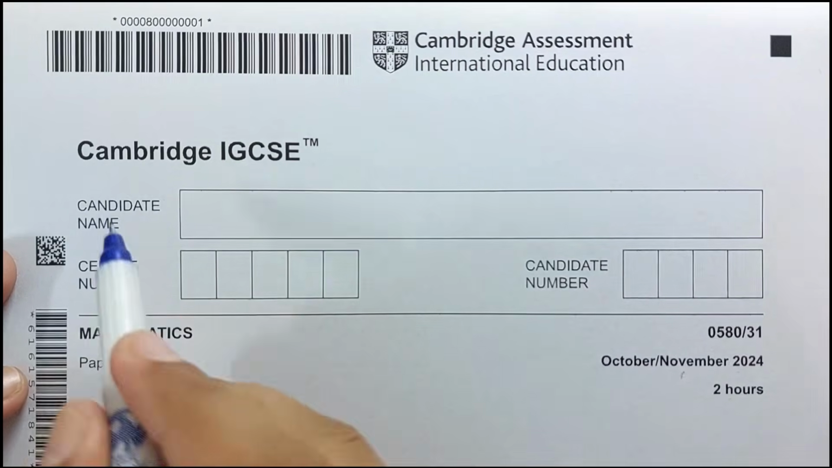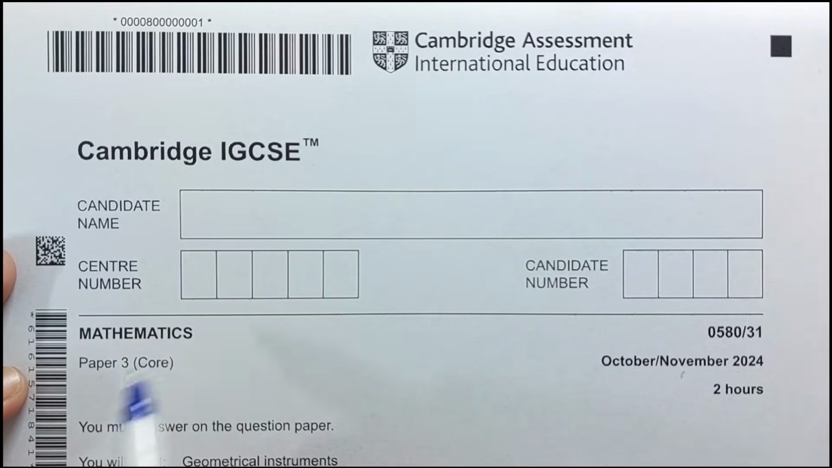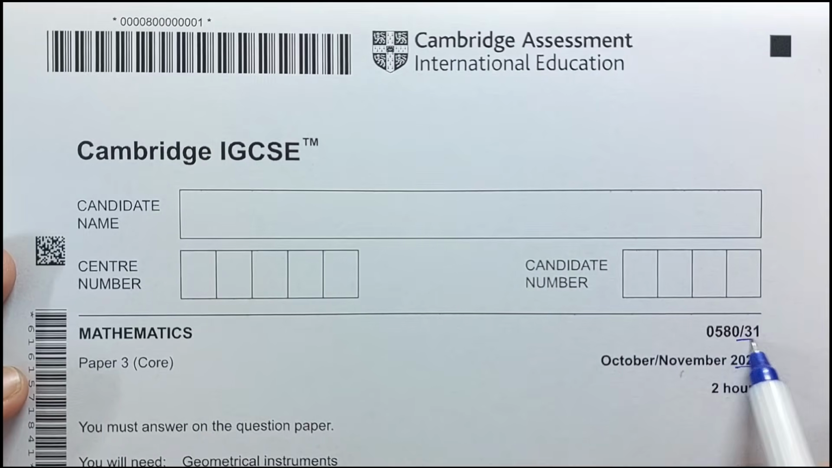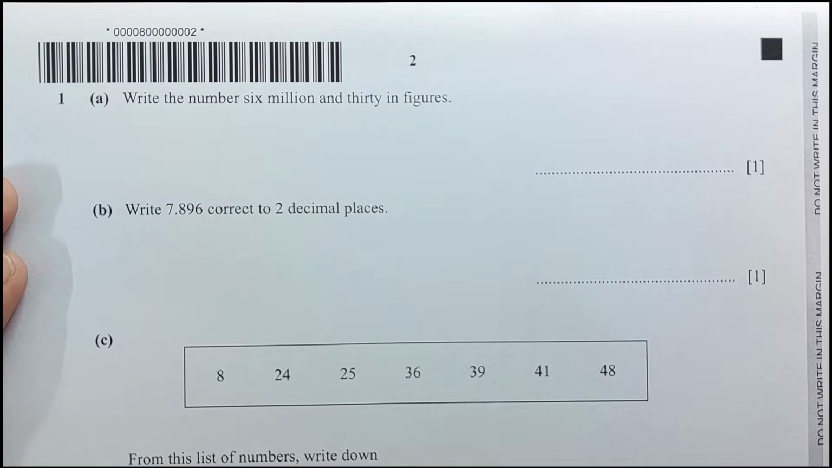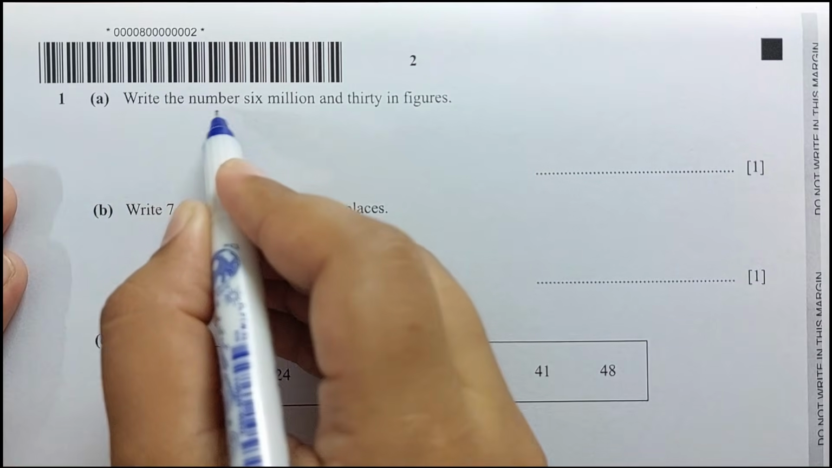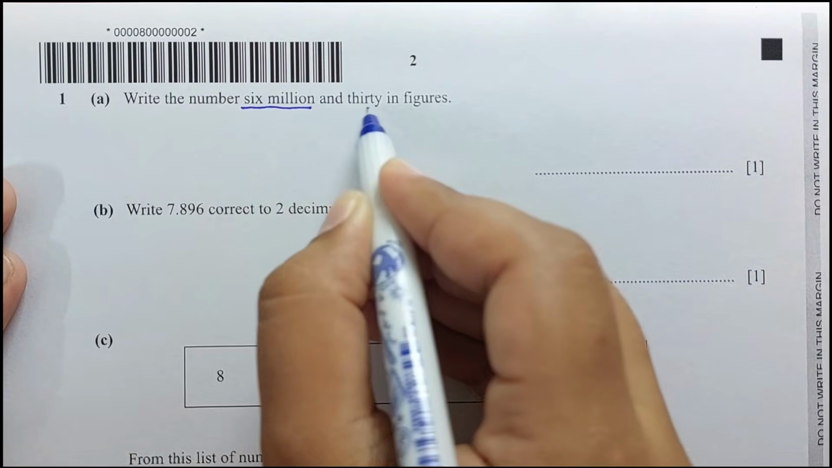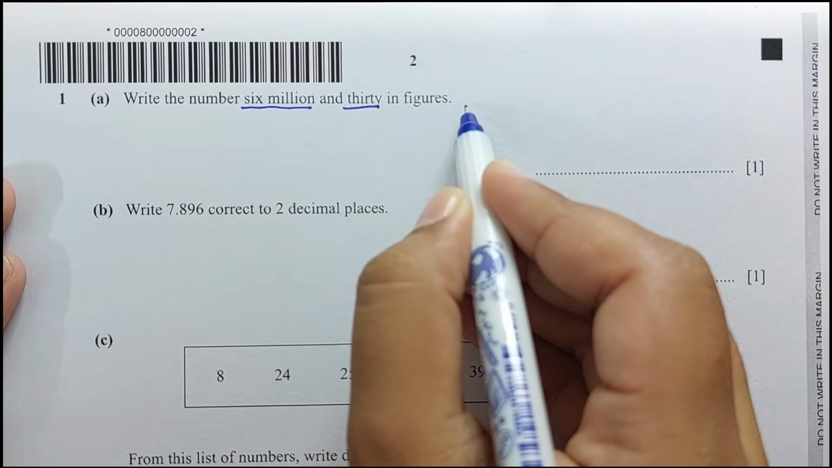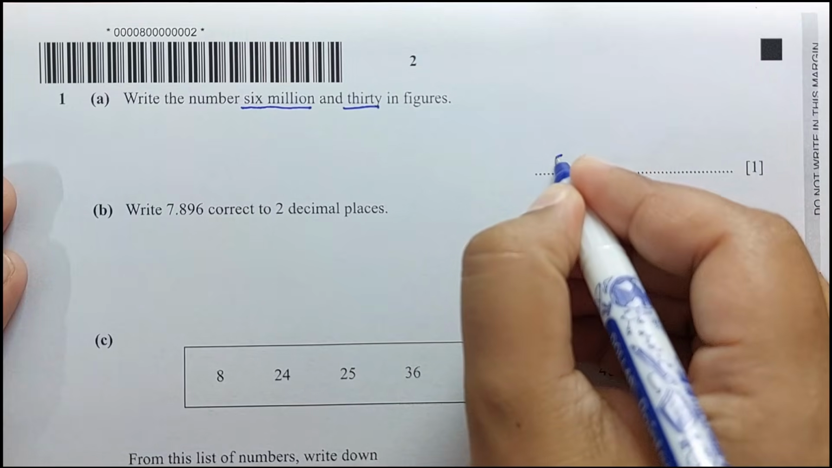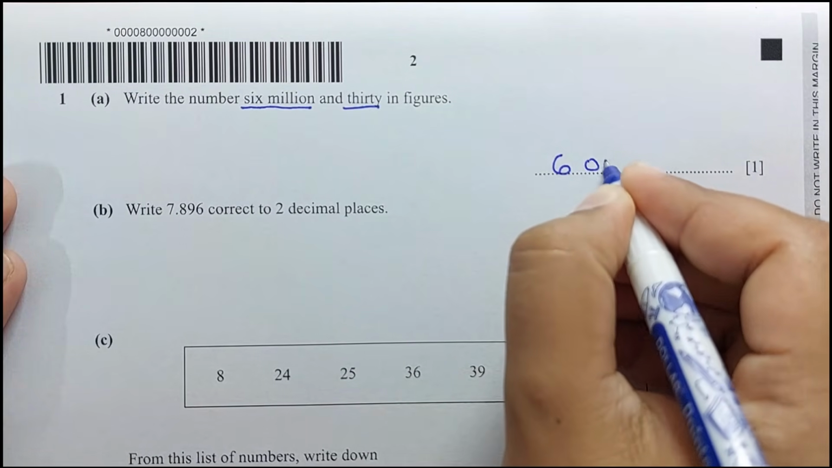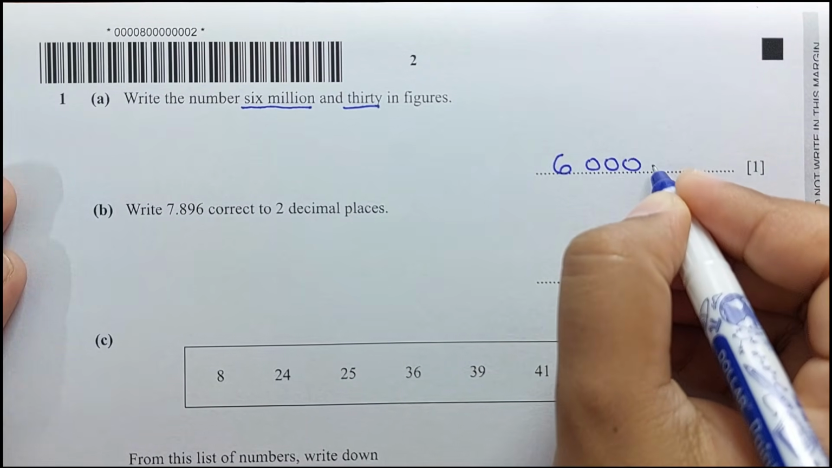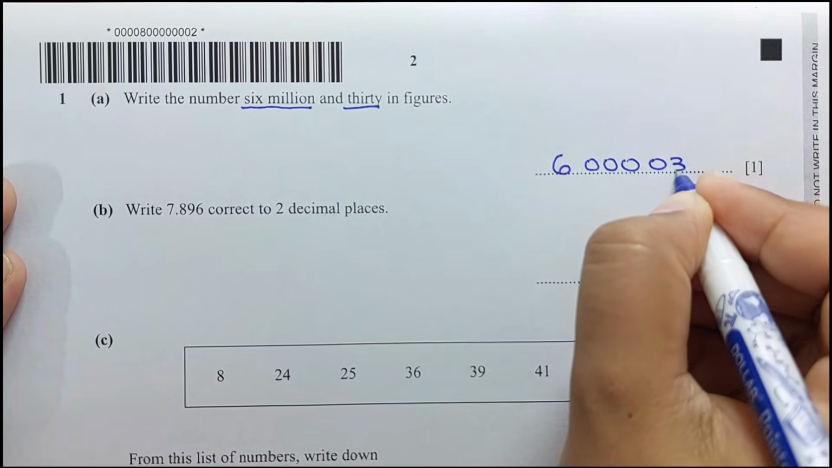So I'm going to solve Cambridge IGCSE Mathematics Paper 3 core in a session October-November 2024, Paper 3-1. So let's start with the first question. Question number 1, Part A, write the number 6,030,000 in figures. So it is 6,000,000, 6, 0, 0, 0, 0, and 30.